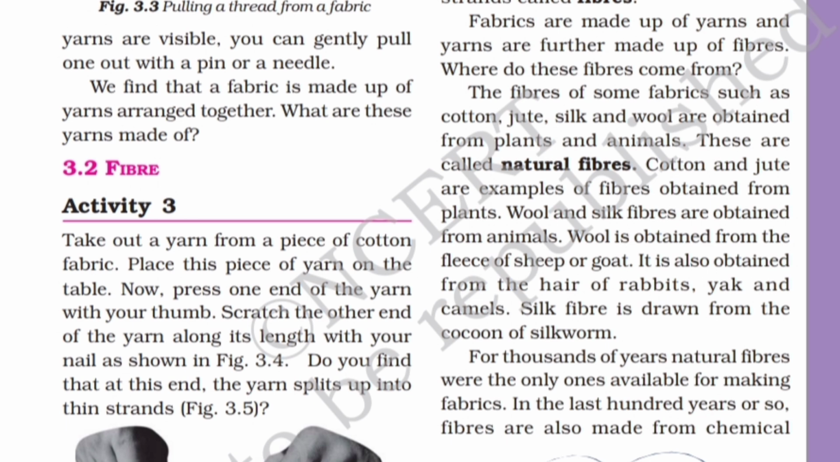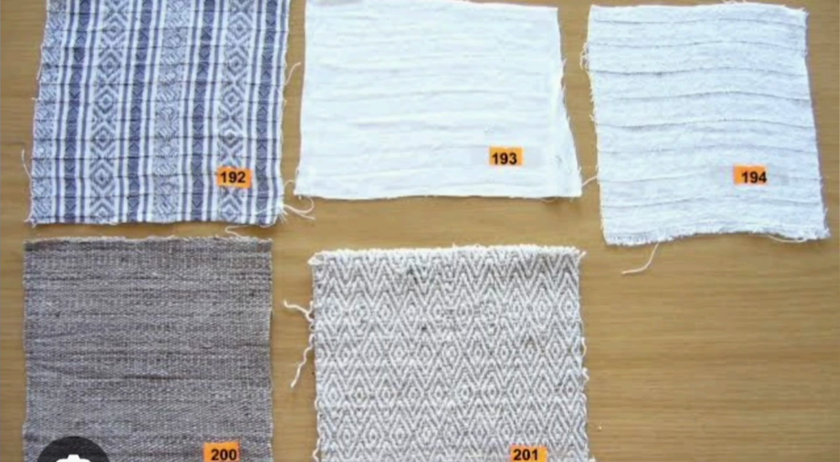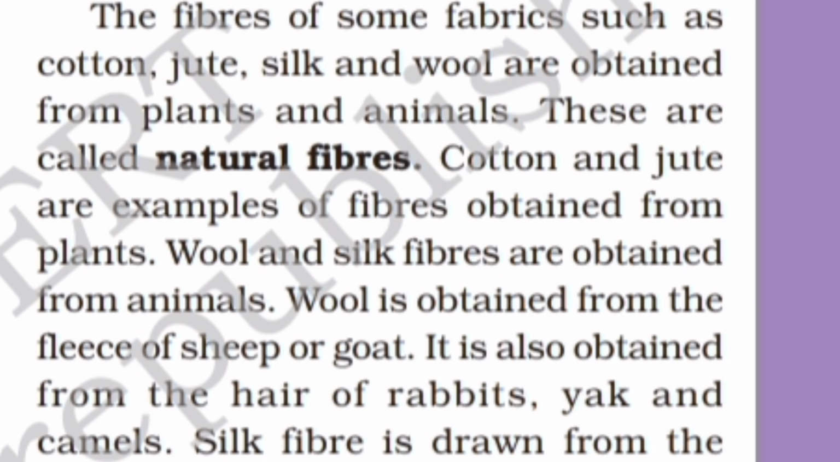Fabrics such as cotton, jute, silk, wool are obtained from plants and animals. These are called natural fibers. Cotton and jute are examples of fibers obtained from plants. And wool and silk fibers are obtained from animals.